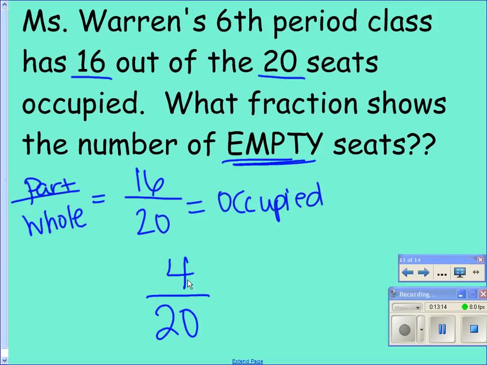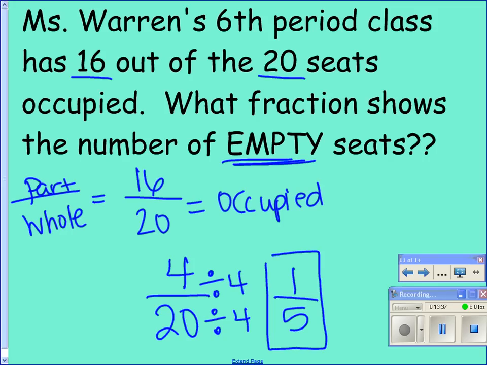But we always simplify. So we have to figure out what number can go into 4 and 20 to make this fraction a little bit smaller. Well, 4 can go into both. So we are going to simplify the top and the bottom by 4. 4 divided by 4 is 1. 20 divided by 4 is 5. So the fraction of seats that are empty is 1/5.